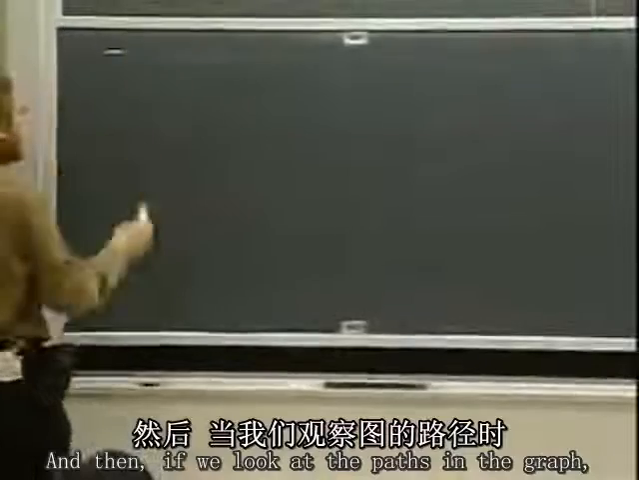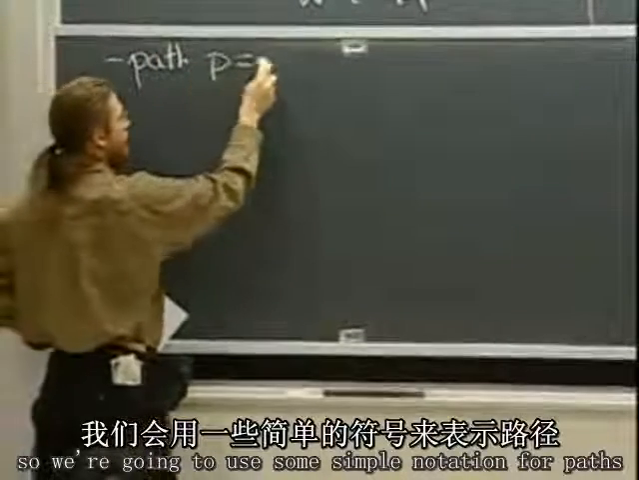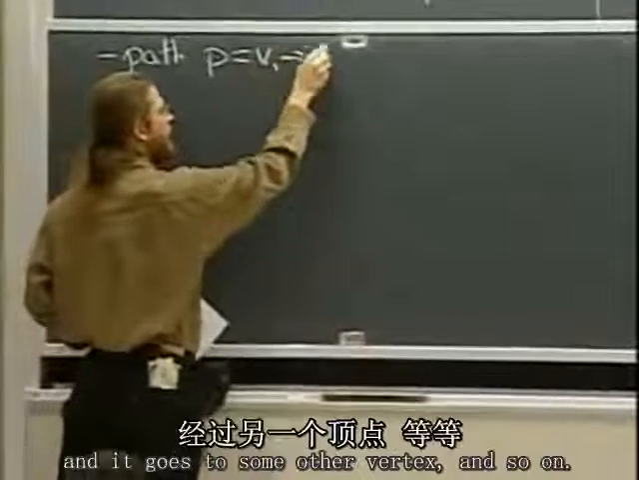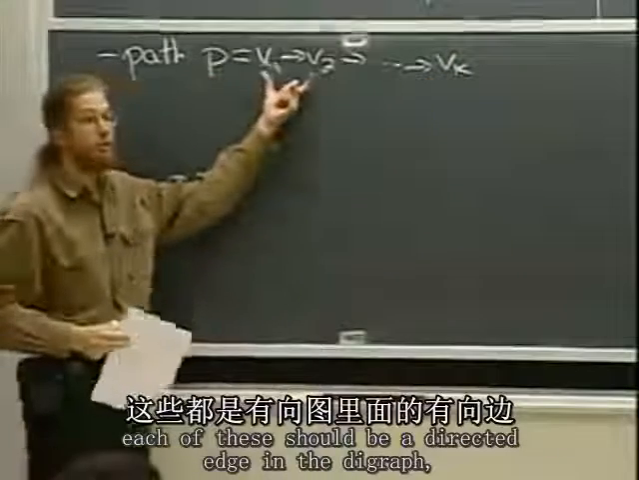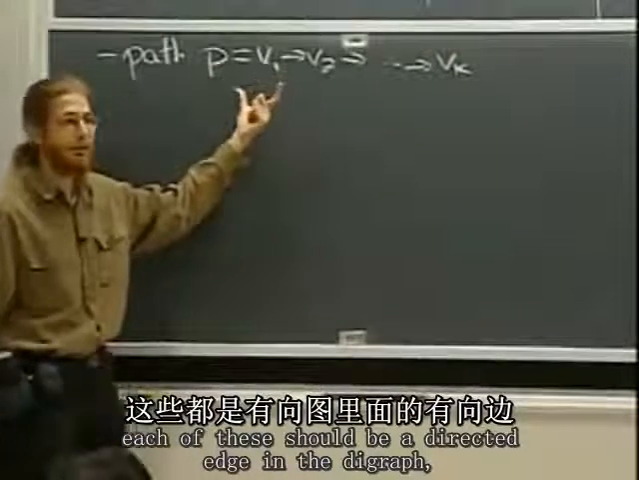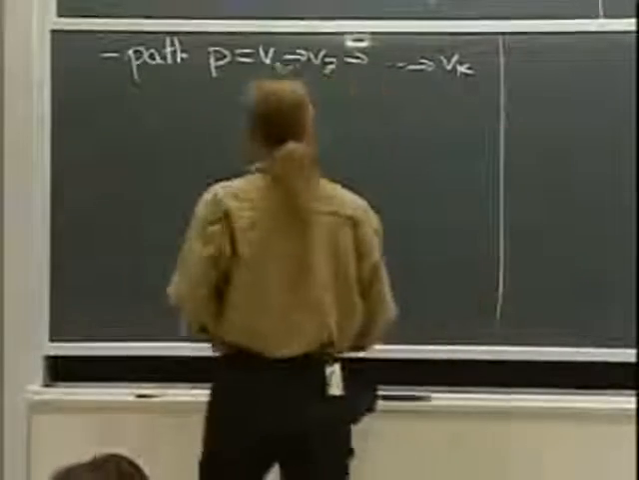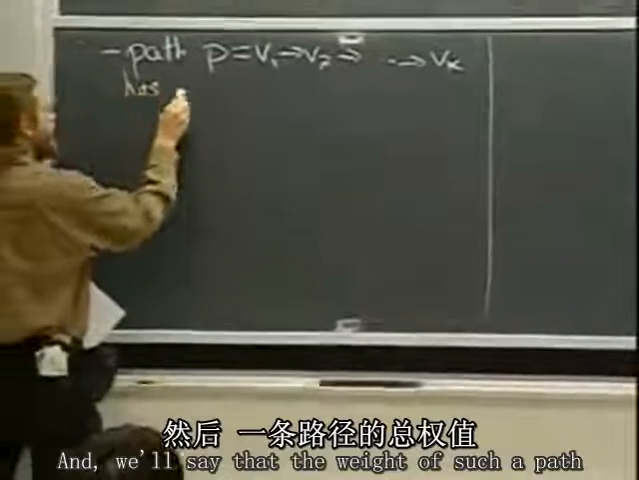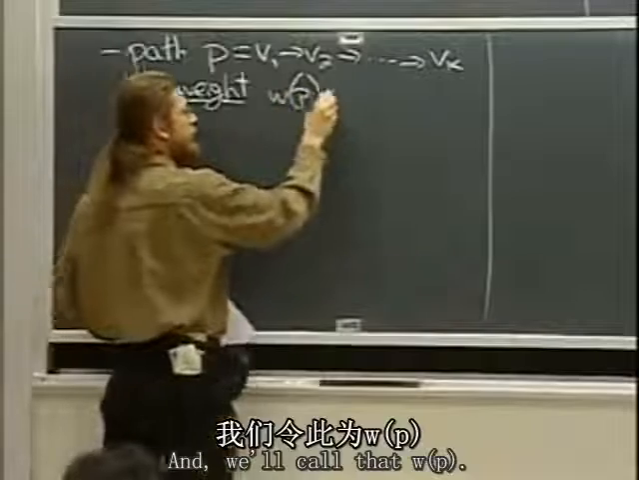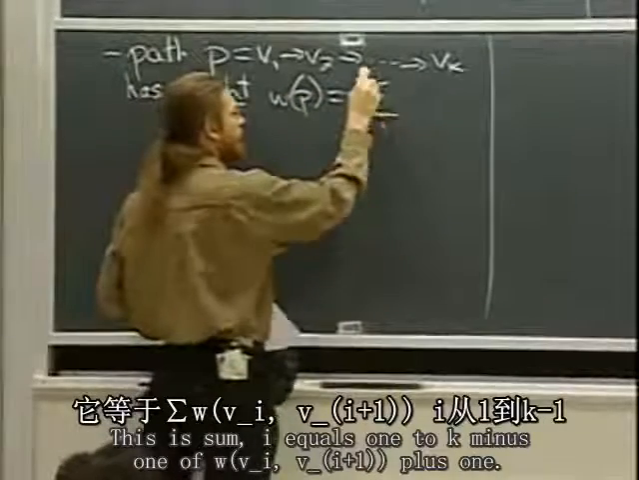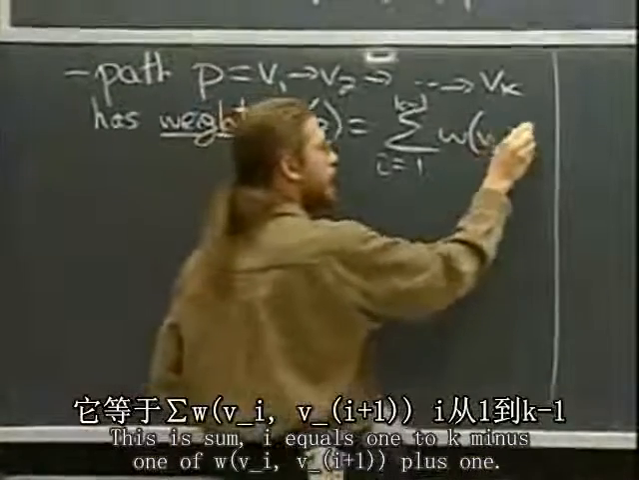And then if we look at a path in this graph, we're going to use some simple notation for paths called a path P. It starts at some vertex, then goes to some other vertex, and so on. Let's say the last vertex is Vk, and each of these should be a directed edge in the digraph. So this is a directed path, has to respect edges in here. And we'll say that the weight of such a path is just the sum of the weights of the edges along the path. And we'll call that W of P. So sum i equals 1 to k minus 1 of W of Vi, Vi plus 1.